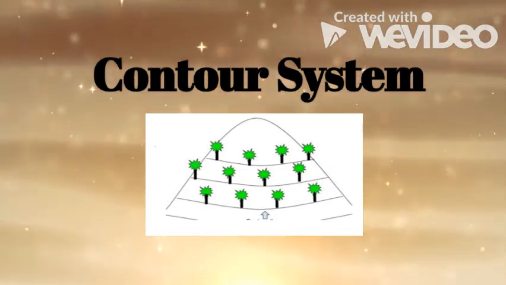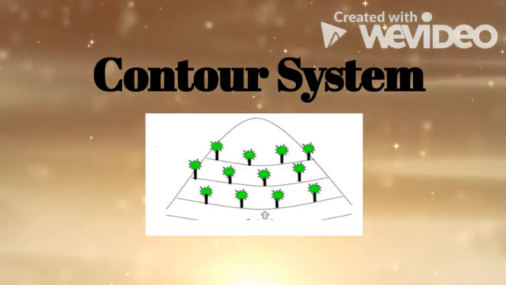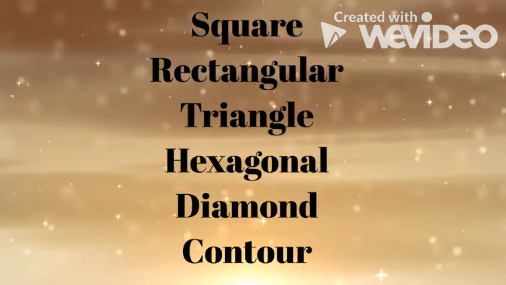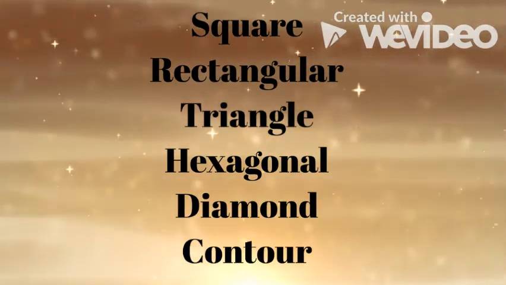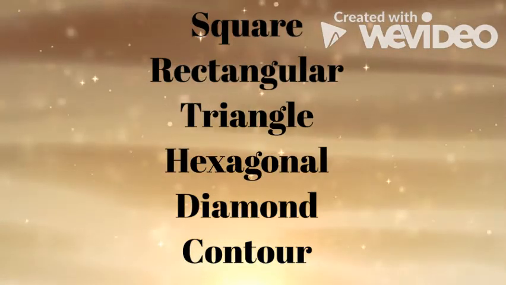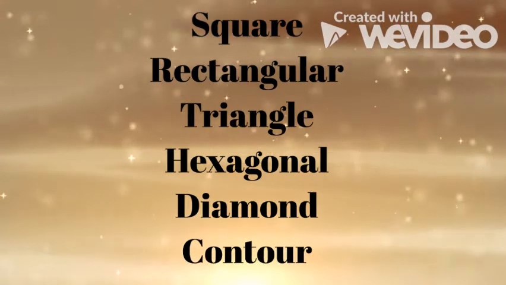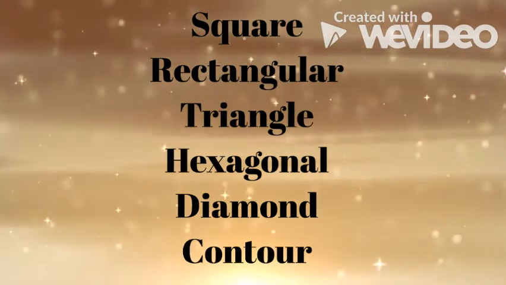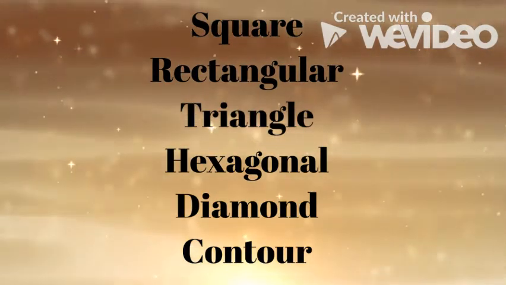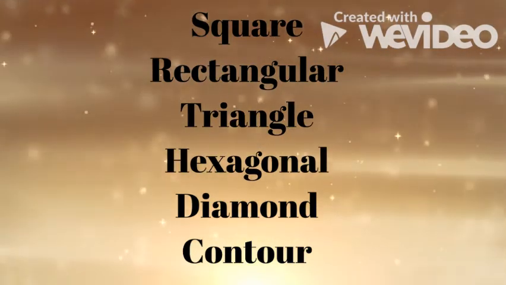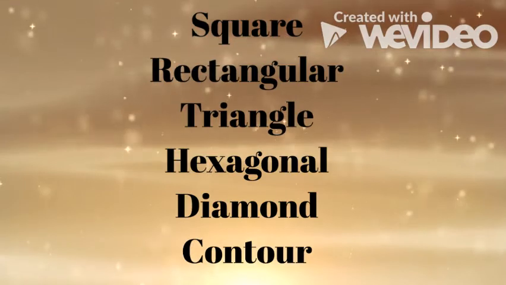So again, what are the different orchard farm layouts? First, we have the square system. Next, we have the rectangular system, triangular or triangle system, hexagonal system, diamond system, and the last one we have the contour system.